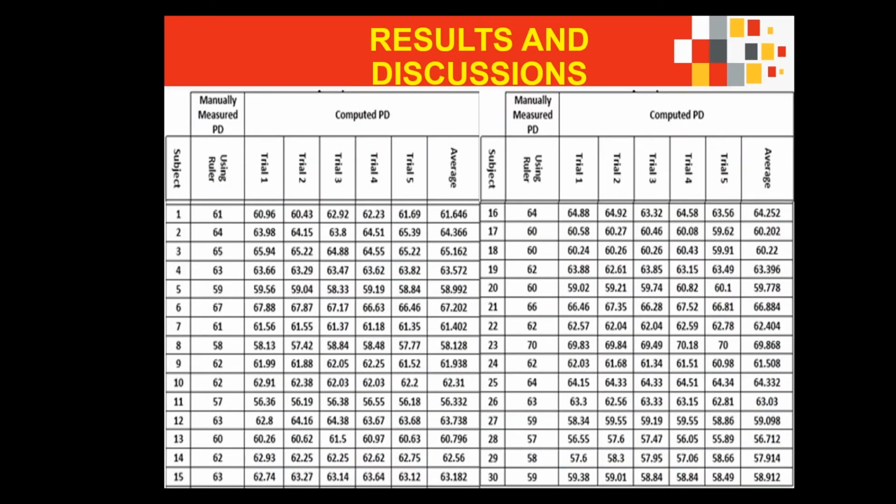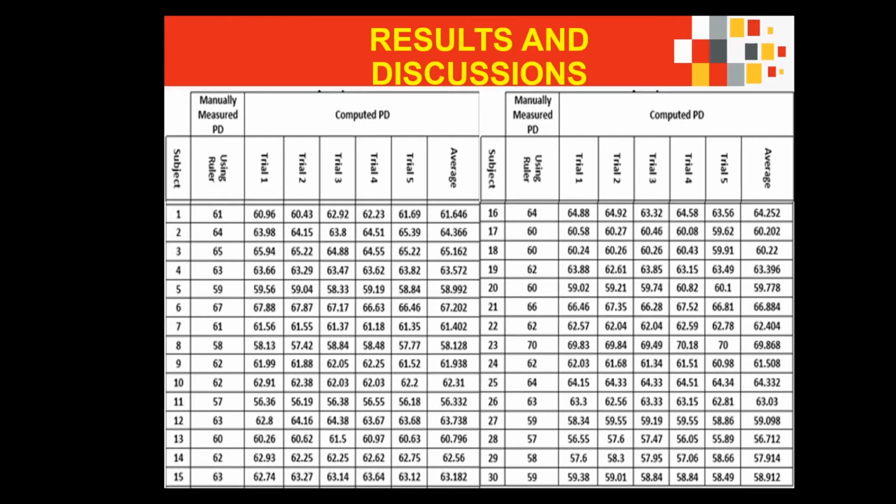And the results and discussions, as we've mentioned before, 30 subjects has been used, each one with 5 attempts in order to account for the gaze, focus, and light on the subject's face and eyes, and after 5 different attempts, it would be averaged. Once averaged, the computed value would then be compared with the manually measured, or the conventional method of determining pupillary distance.